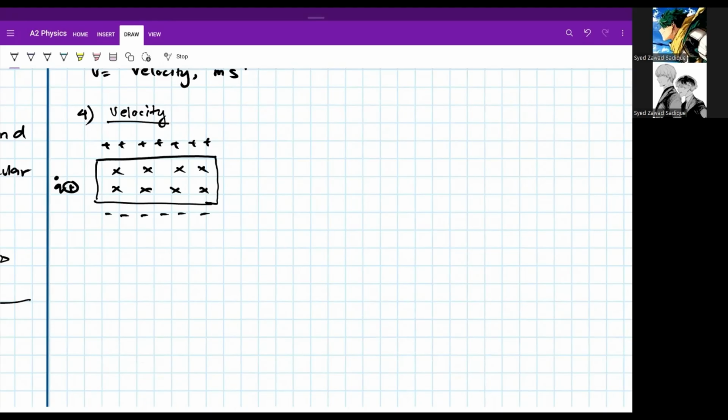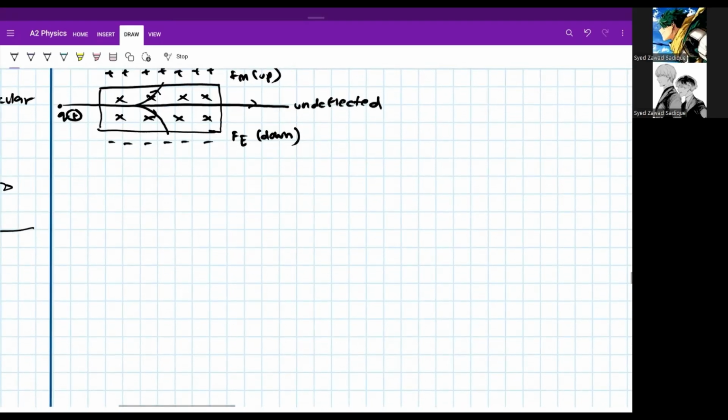Since it is a positive charge, it will go through this, and first it will go straight when it is undeflected. But before it was undeflected, the particle felt an electric force downwards and a magnetic force upwards. So just write Fm up, Fe down. So when electric force and magnetic force are equal, the particle is undeflected.